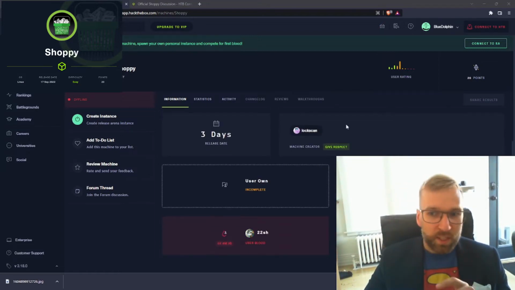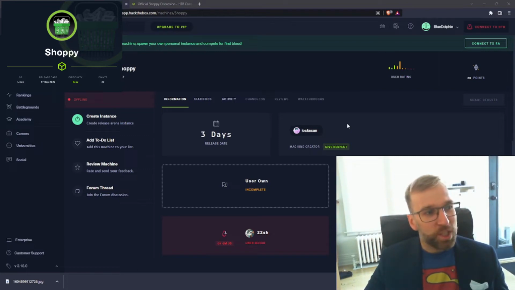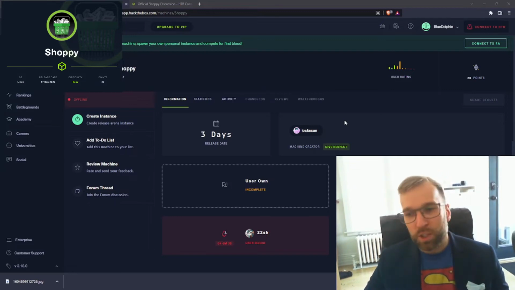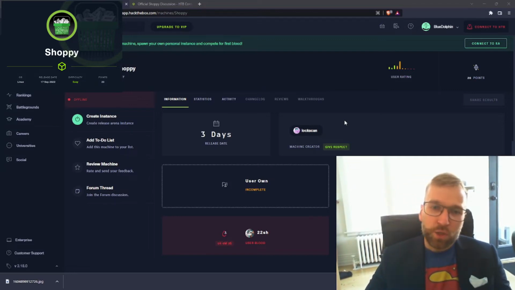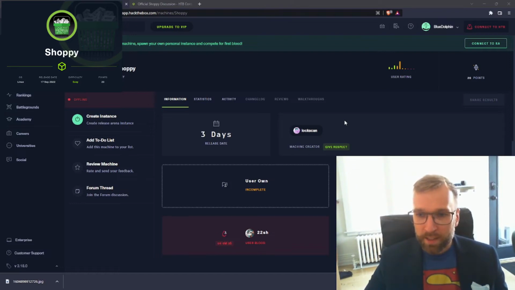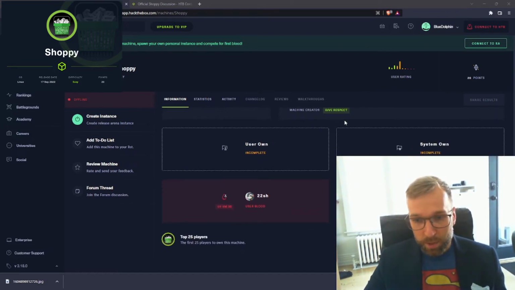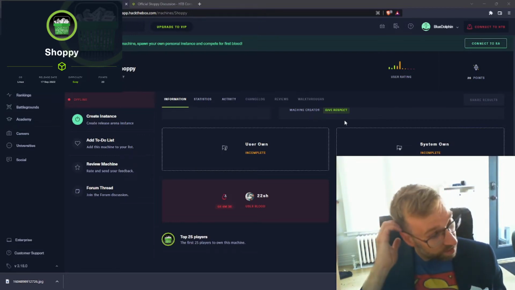Don't forget to give respect to LockScan. He's the machine creator. Hack the Box wouldn't exist if it wasn't for these amazing community contributions, like individuals like LockScan. So make sure you jump over here and give him respect, him, her. And looking down, you can see that the first user blood was done in 6 minutes. No way. And the system blood was done in 12 minutes. I'm shocked. I don't even know what to say.